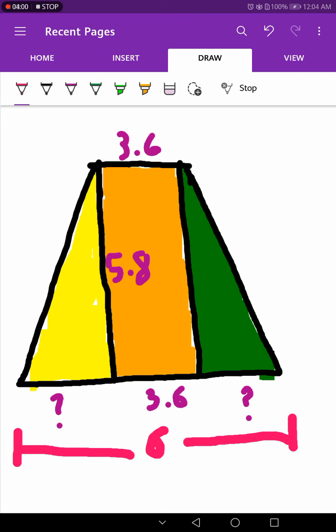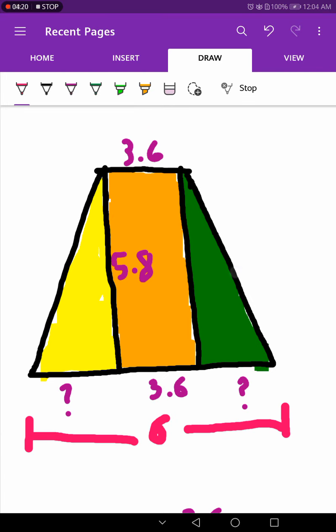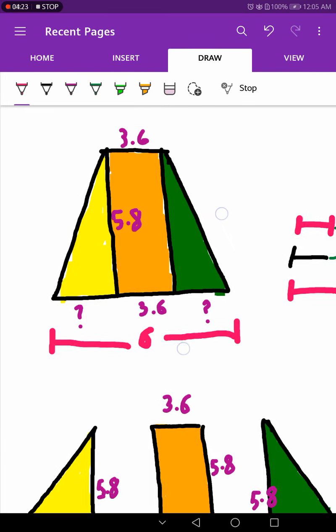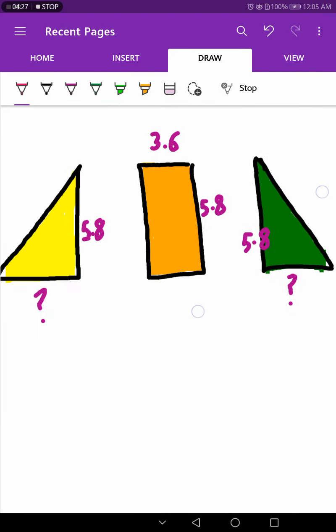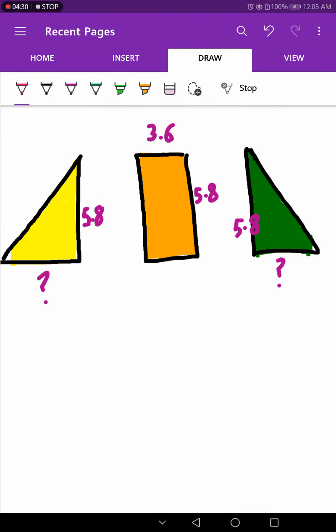So see, we have this given. I colored the trapezoid and partitioned it into three smaller shapes, which are a rectangle, a green triangle, and a yellow triangle. And how do I decompose them? Yes, I decompose them like this. So teacher, why do we decompose? To make finding the area easier.